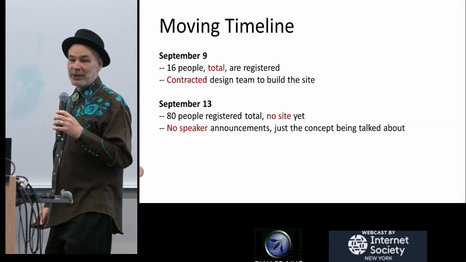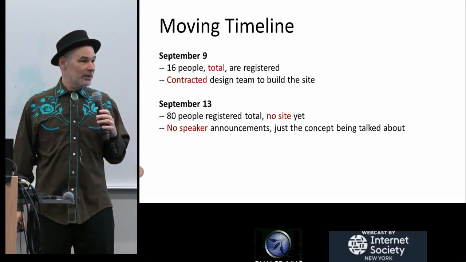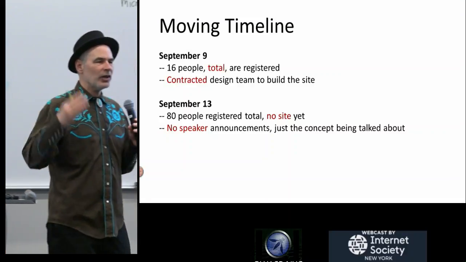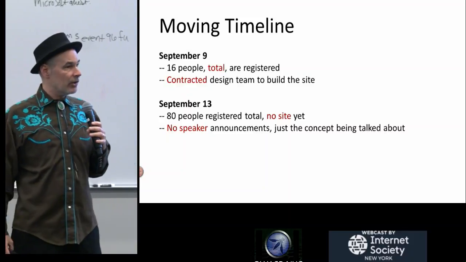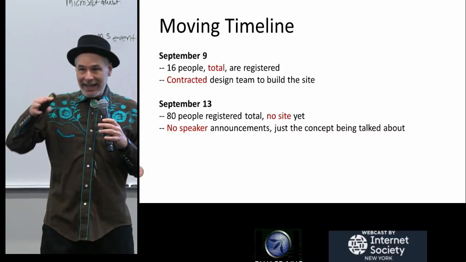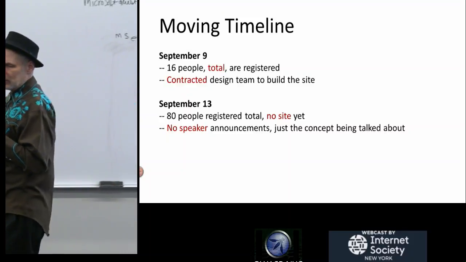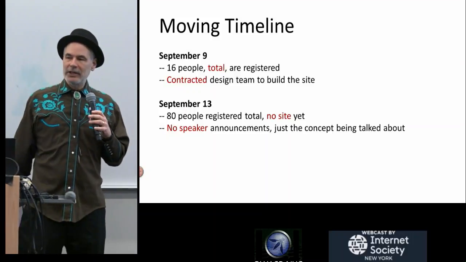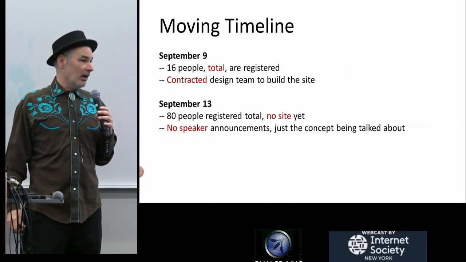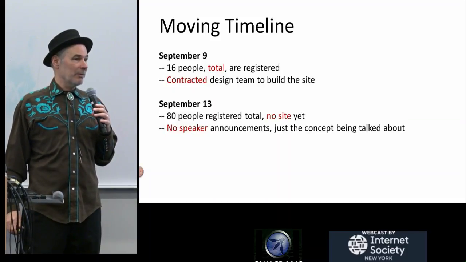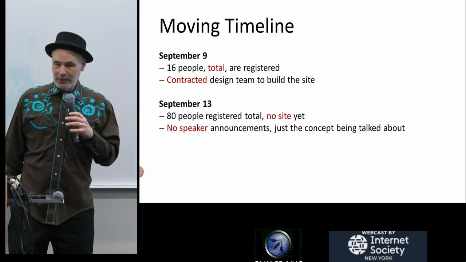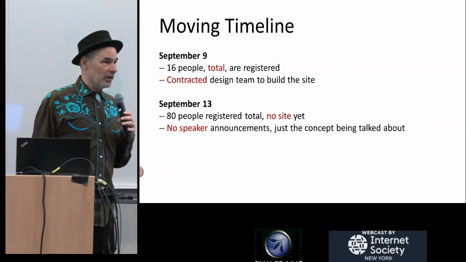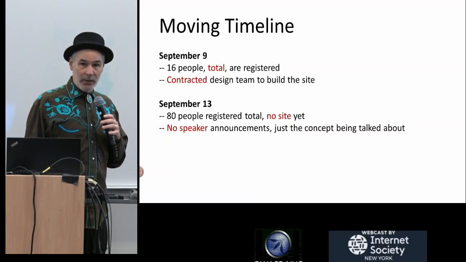By September 9th, we had 16 people. 16 people that said, we want to come to your event even though we haven't got a clue who's going to be talking or what the hell you're going to be doing. So that was kind of interesting as we looked at it. By September 13th, 4 days later, 80 people registered, and we didn't even have a site. All we had was a registration form up on Eventbrite. So no speaker announcements, just a concept. We're going to talk about DevOps for 15 hours.